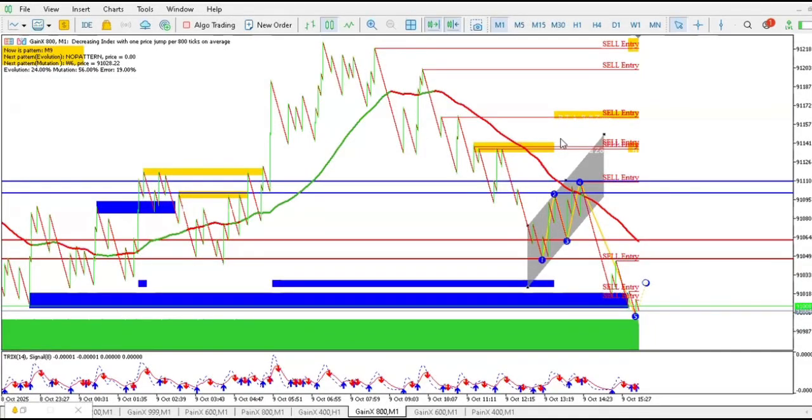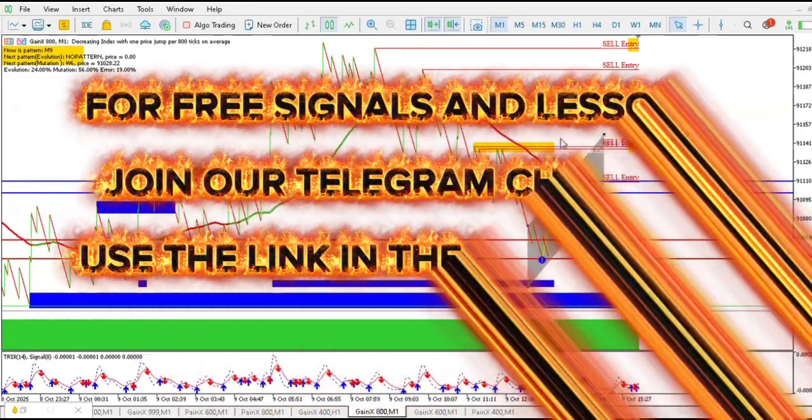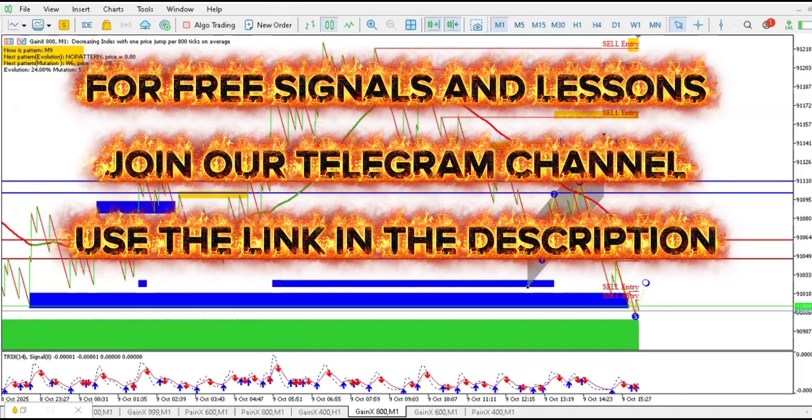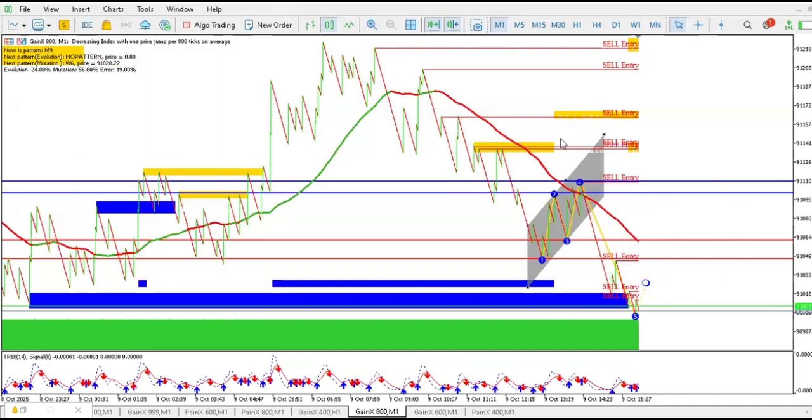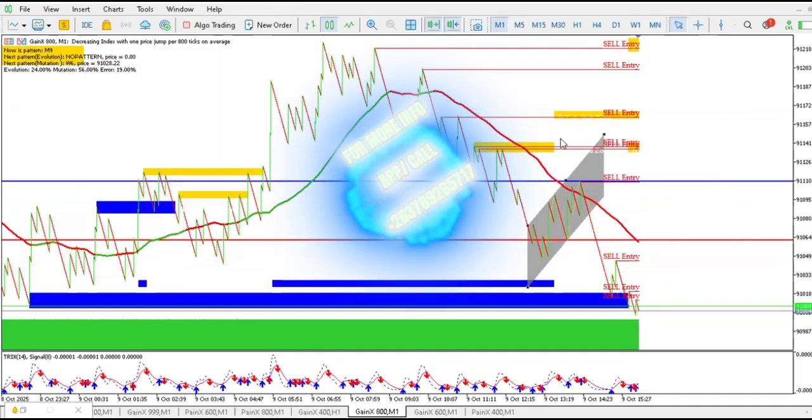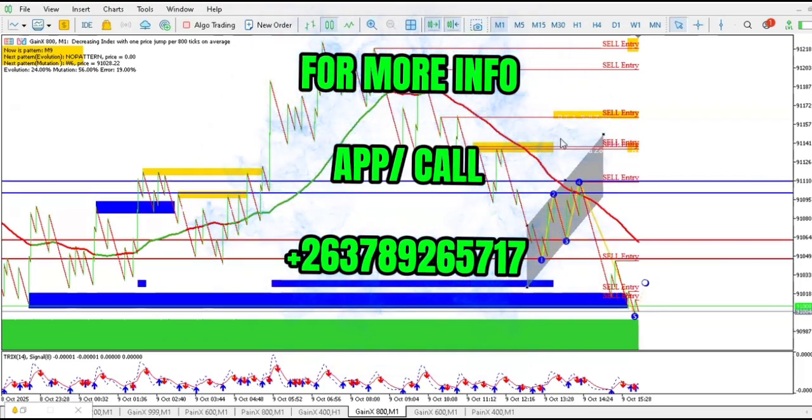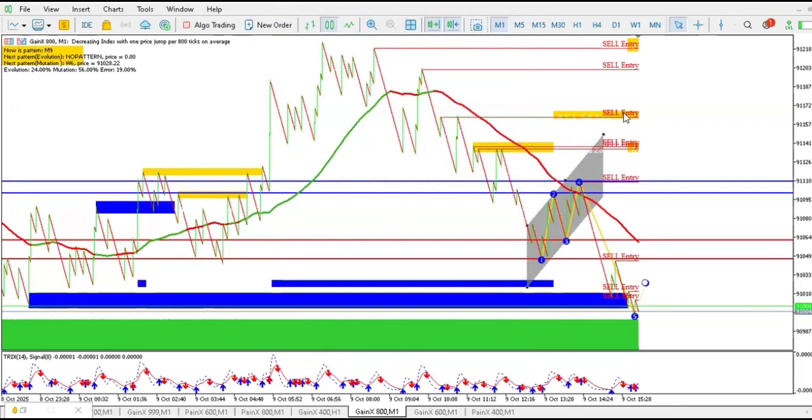In this video, I'm going to explain how the simple system works. This simple strategy is very easy to use, guys. Everyone can use it, even a beginner. You can see it has got signals. As you can see, we have the sell signals, we have the buy signals, etc.